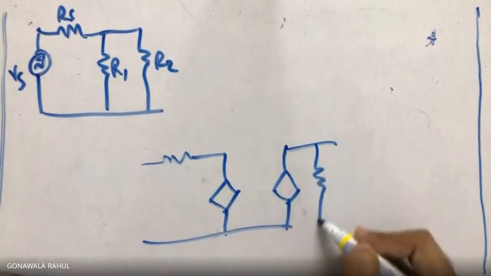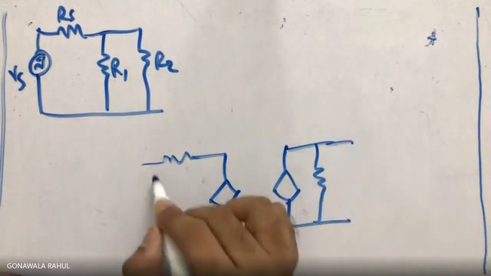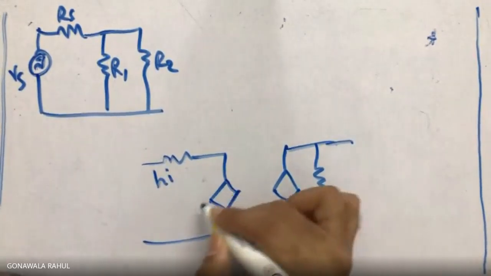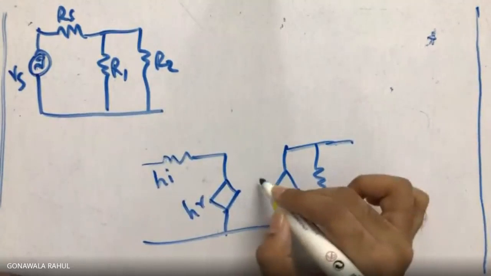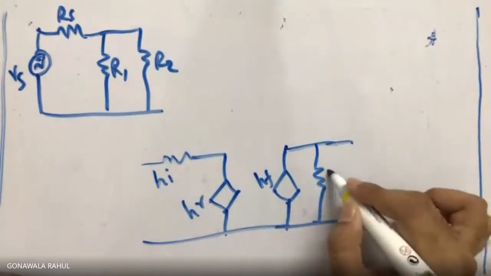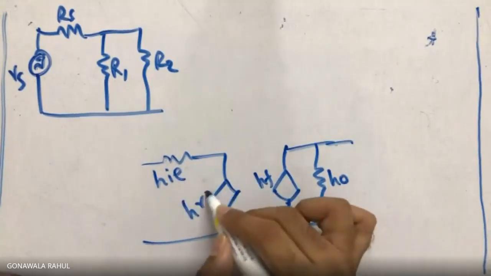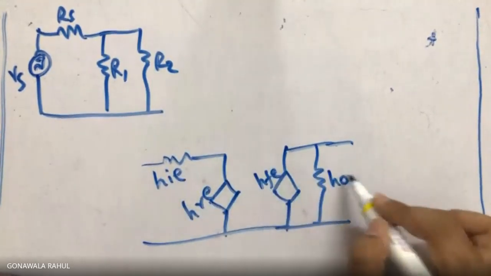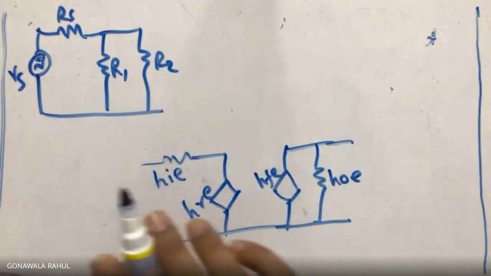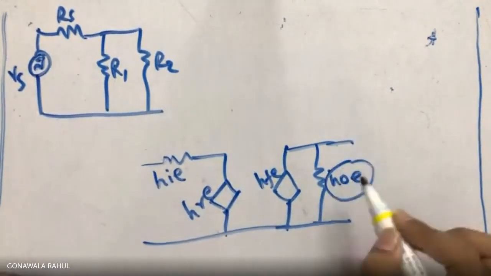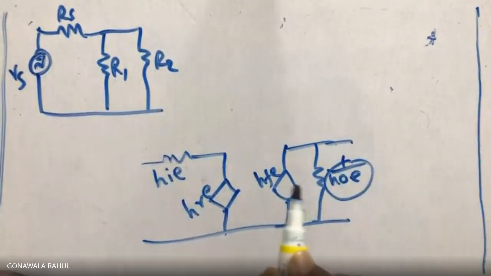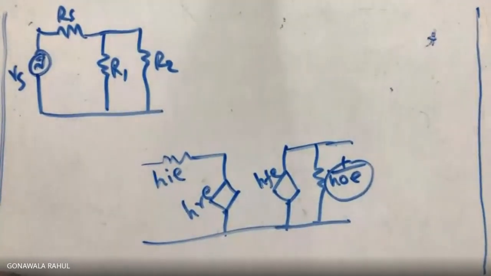Whenever you want to replace a transistor, this is the circuit. This is Hi, this is Hr, this is Hf, and this is Ho. Since we have common emitter configuration, this is HRE, HIE, HFE, and HOE. Clear? And this impedance we will denote as 1 by HOE, because we are indicating it as a resistor. So that way we will represent.